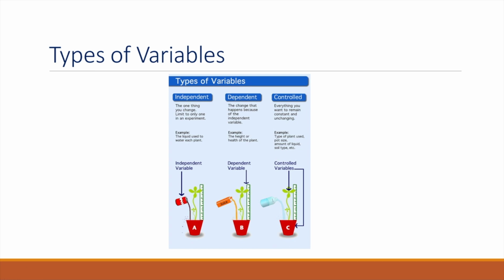Controlled: everything you want to remain constant and unchanging. So the type of plant used, the pot size, amount of liquid, and the soil type. So this is showing that the plant is controlled and everything inside the pot is also controlled.